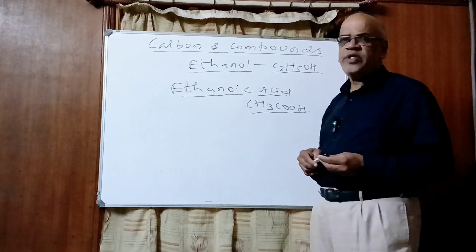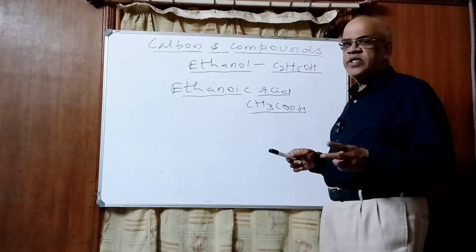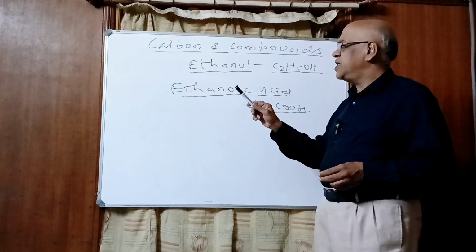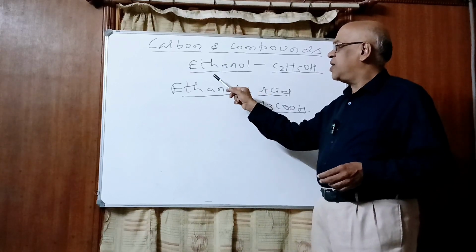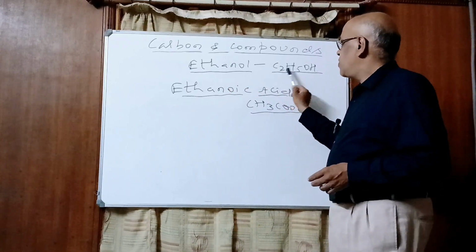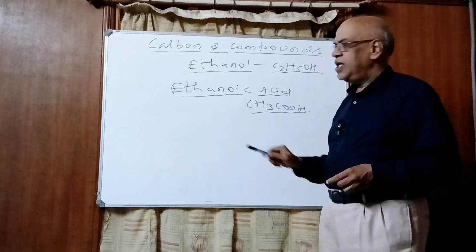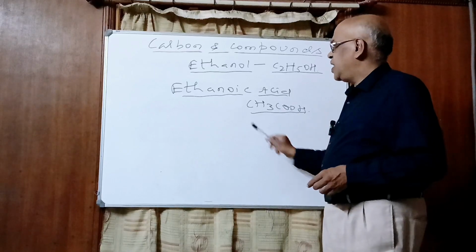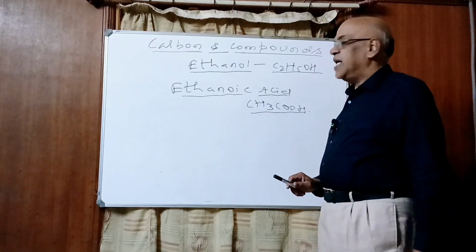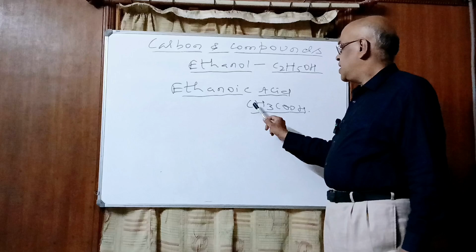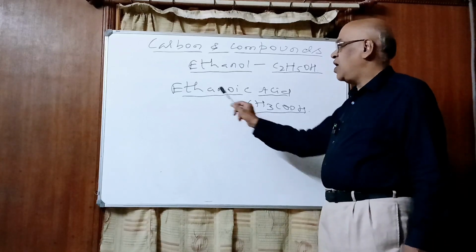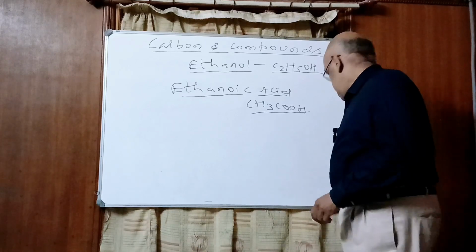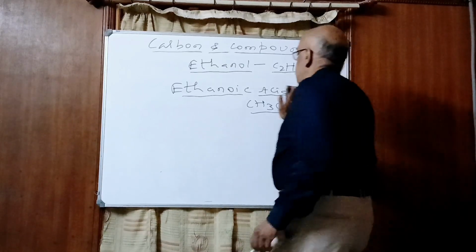A very large number of compounds are commercially useful, but we discuss only two important ones. What are they? Carbon compounds or organic compounds. Ethanol with the molecular formula C2H5OH. It's an alcohol. And ethanoic acid with the formula CH3COOH. Ethanoic acid is also called acetic acid. There are two carbon atoms. It's called ethanoic acid, and commonly it is called acetic acid. Come children, we will discuss one by one.